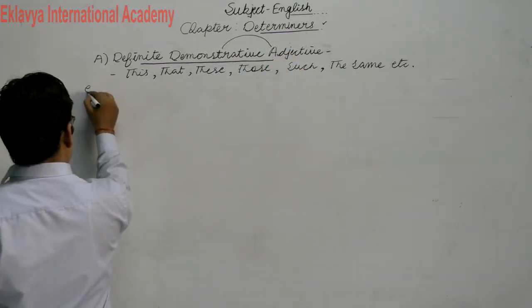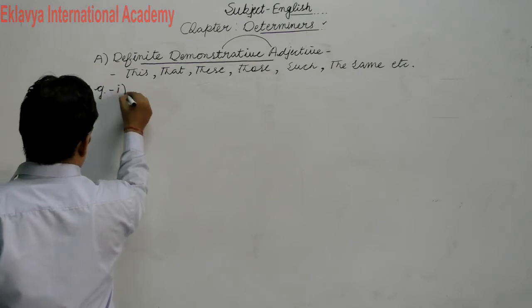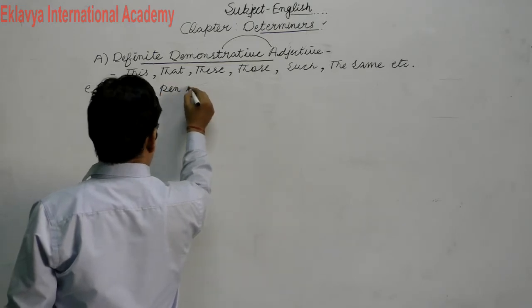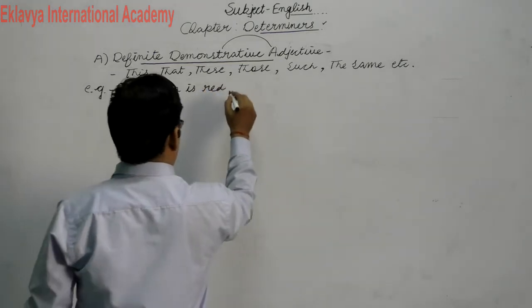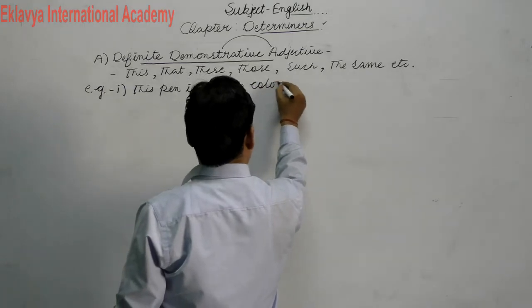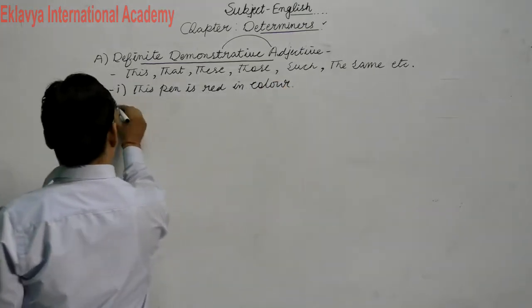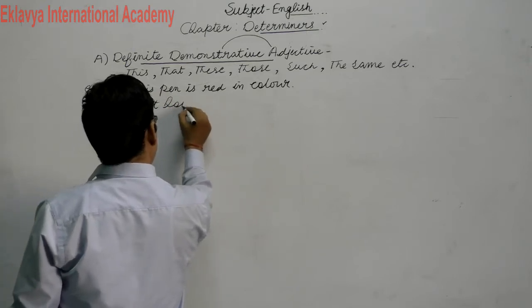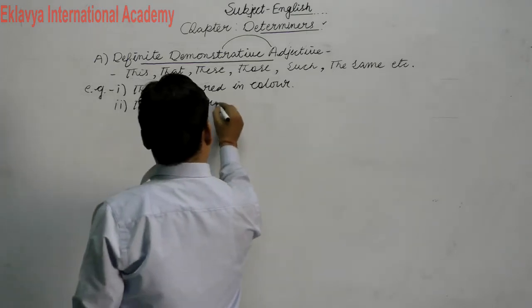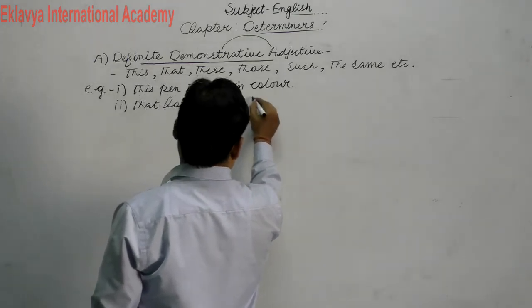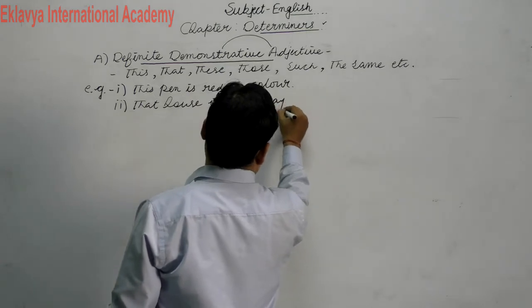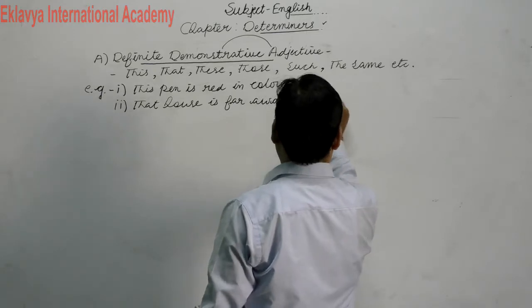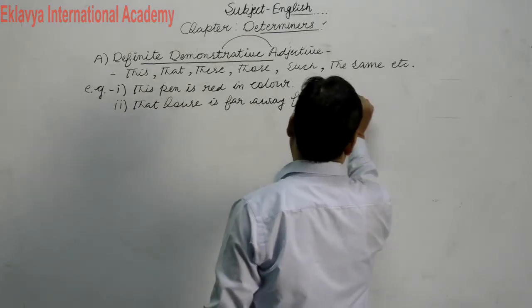Example number one, this pen is red in color. Example number second, that house is far away from that area.